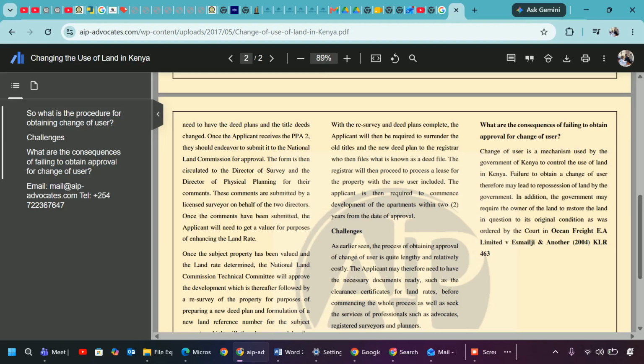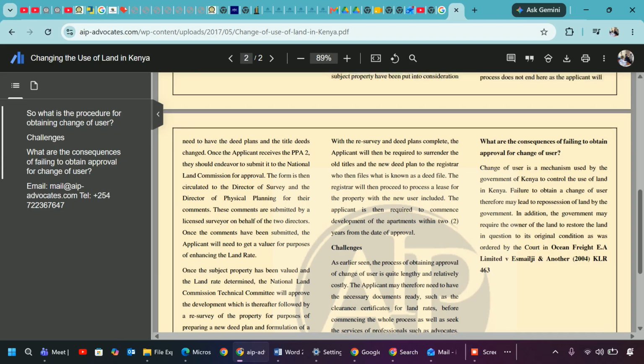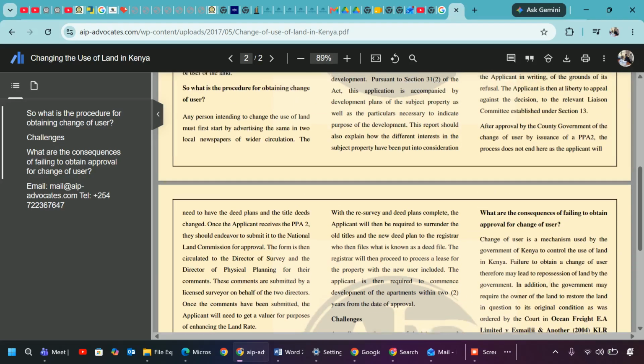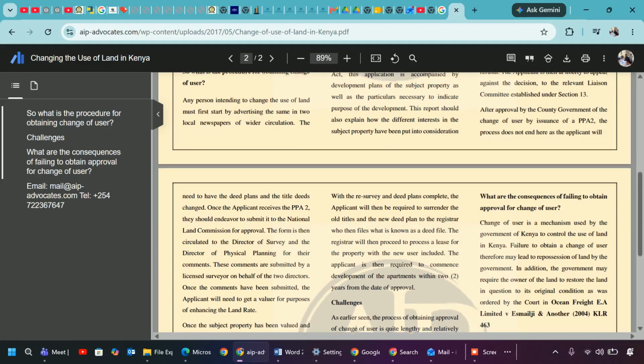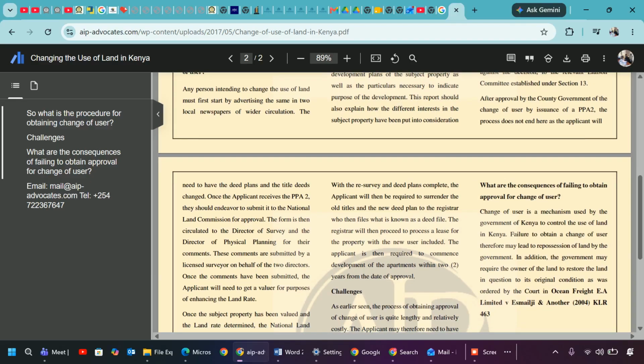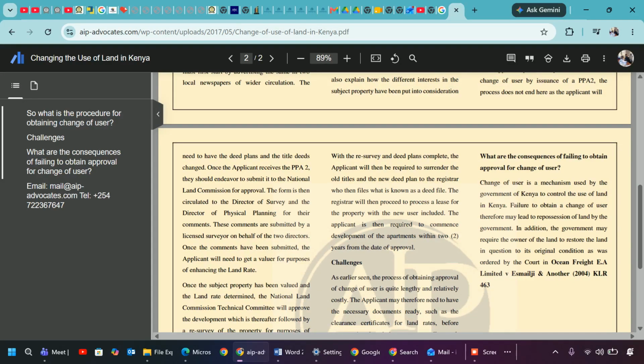So this is why we saw a disconnect with the previous blog, because the previous blog did not show us the transition on why we were approaching the National Land Commission. So we are now required to submit the PPA2 to the National Land Commission for approval.